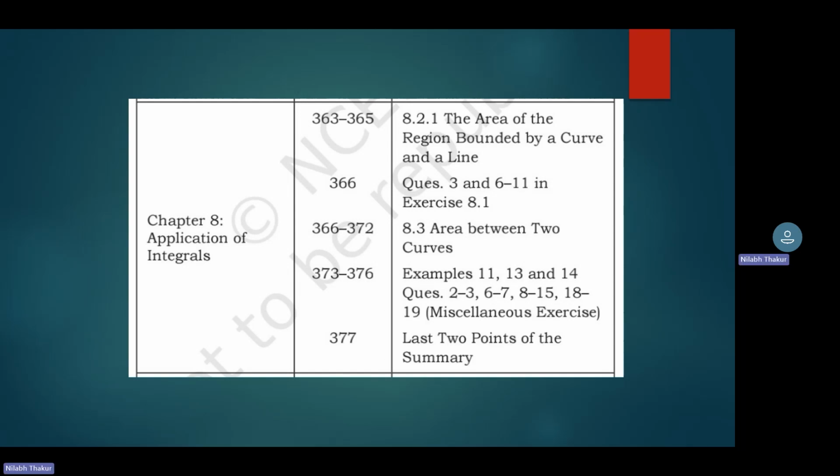Examples 11, 13, 14, question numbers 2, 3, 6, 7, 8 to 15 and 18 and 19 from page number 373 to 376, you can cross it out.